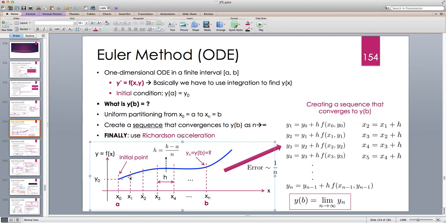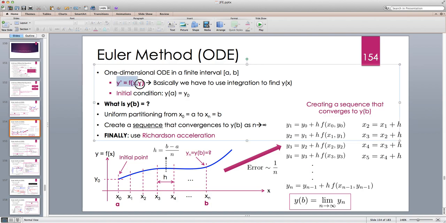So I find an approximation for y1, and from x1, y1 I find an approximation for y2, which is y1 plus h times f of x1, y1, and all the way to yn. So I start from here, draw the tangent line and go to x1, and then draw the tangent line, go to x2, etc., all the way to yn. And as n goes to infinity, yn approaches yb. All right, so I have a sequence that converges to the value of the function that I'm looking for, right? So the Euler method basically summarizes the problem into finding the limit of a sequence.